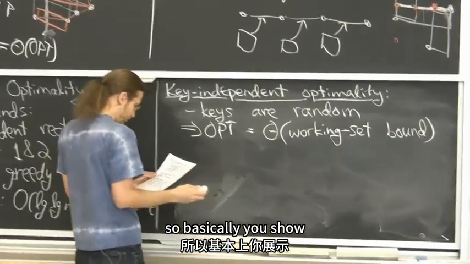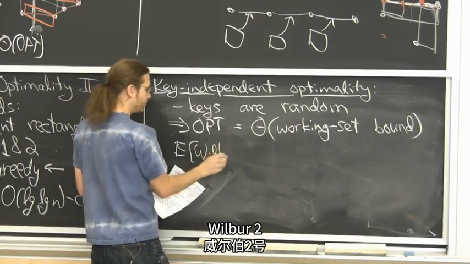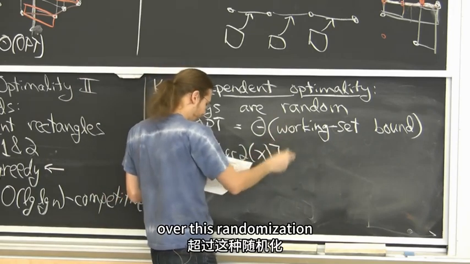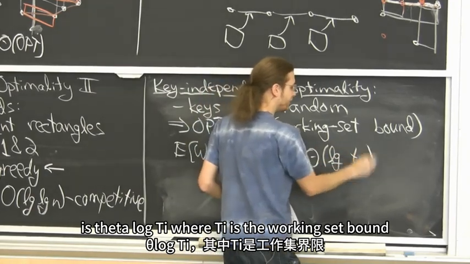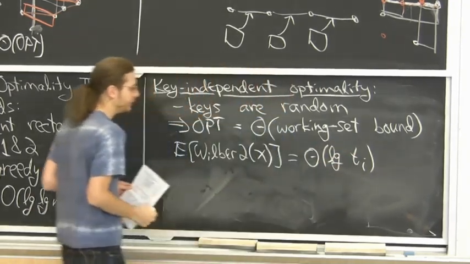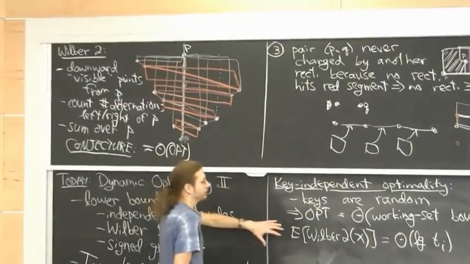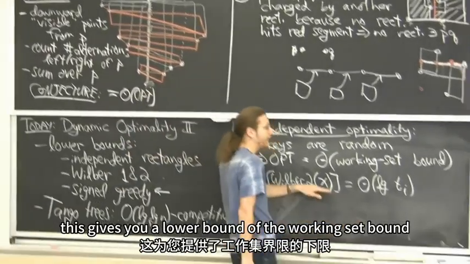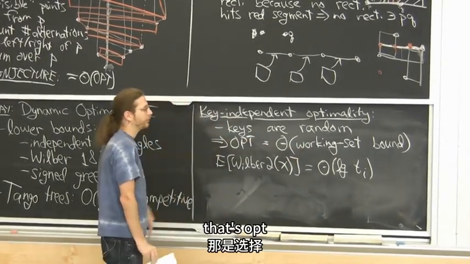So basically, you show the expected Wilbur 2 of a point over this randomization is theta log ti, where ti is the working set bound. And so that gives you the theorem. This gives you a lower bound of the working set bound. We have upper bounds of the working set bound, and therefore that's opt.